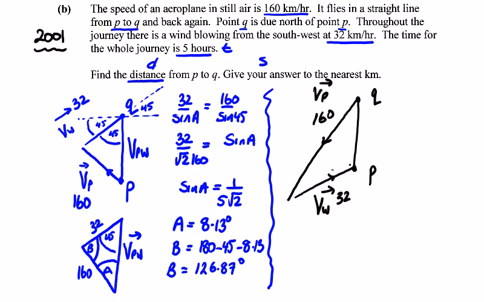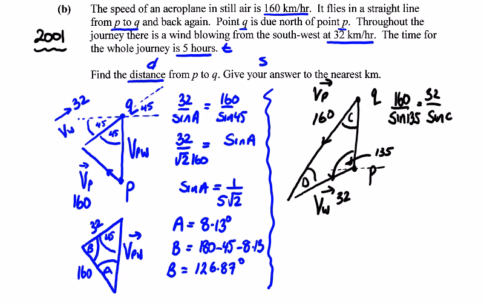So we imagine this is our x-axis here. We have a 90 and a 45, so this one in here is going to be 135, and that's opposite to 160, so we can get the angle opposite to 32. So we can say 160 over the sine of 135 is equal to 32 over the sine of, we've had an A and a B, let's call it C and D.